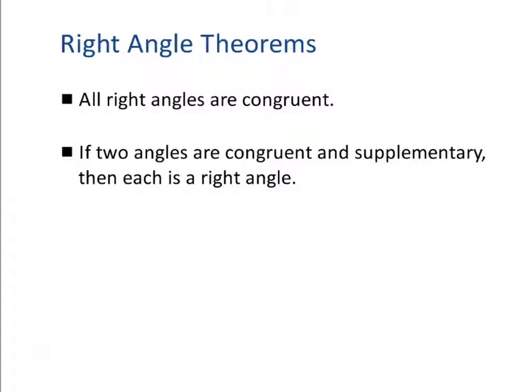And then another theorem that deals with right angles says this: if two angles are congruent and they're supplementary, and whenever I see that word, I have to think of 180 degrees, then each has to be a right angle. So basically, when you have supplementary, you have a line. If I have two angles, they're congruent and they're supplementary, the only kind of angles I can have are two right angles.